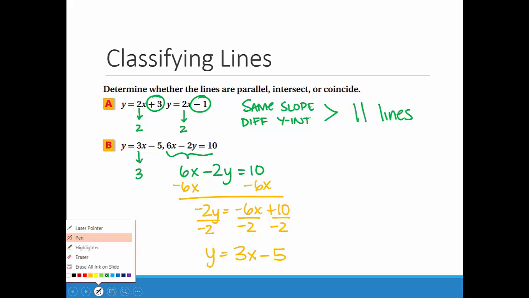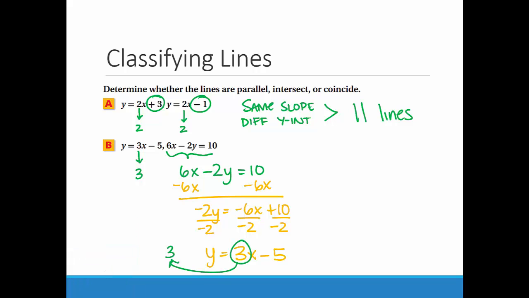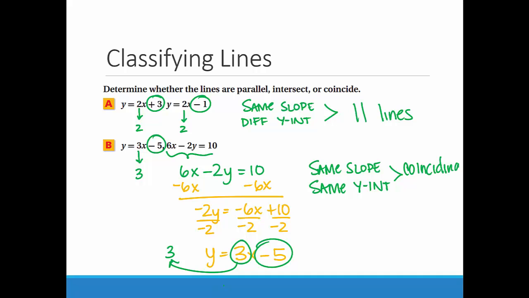So let's take a look again, we have the same slope. It's a slope of 3. So same slope. And then let's look at our y-intercept. I have negative 5 and negative 5. So they have the same y-intercept. So because of this, they are not parallel, but they are coinciding lines. Means if I were to graph them, they would be right on top of each other.